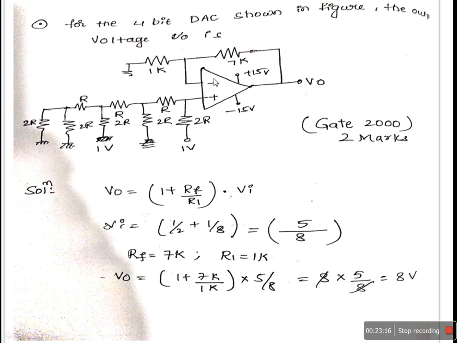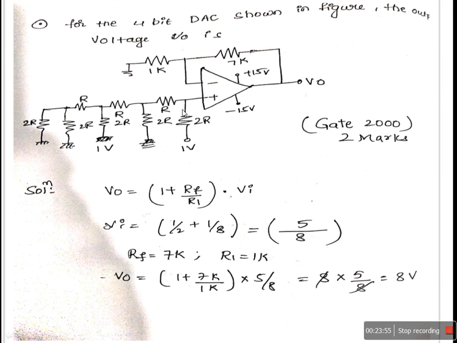Once you observe, the input is connected to the non-inverting terminal and the inverting terminal is connected to the ground. This is RF, this is R1, and the ladder circuit is connected to the non-inverting terminal. So the non-inverting amplifier output is V0 equal to 1 plus RF by R1 into Vi. This is the non-inverting amplifier output equation. So first I need to calculate the Vi.